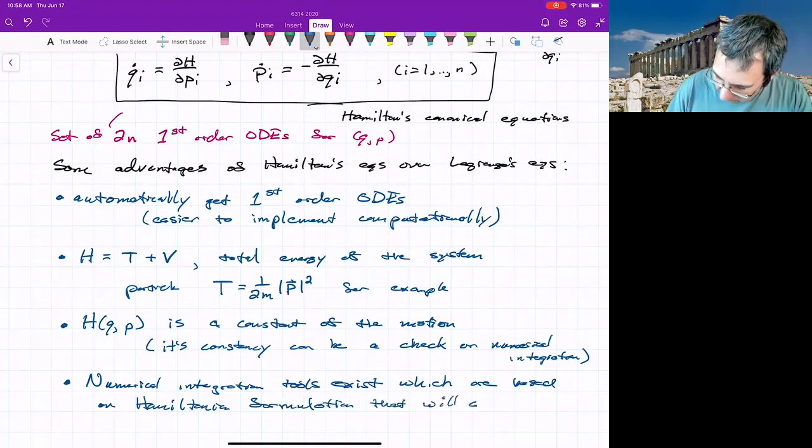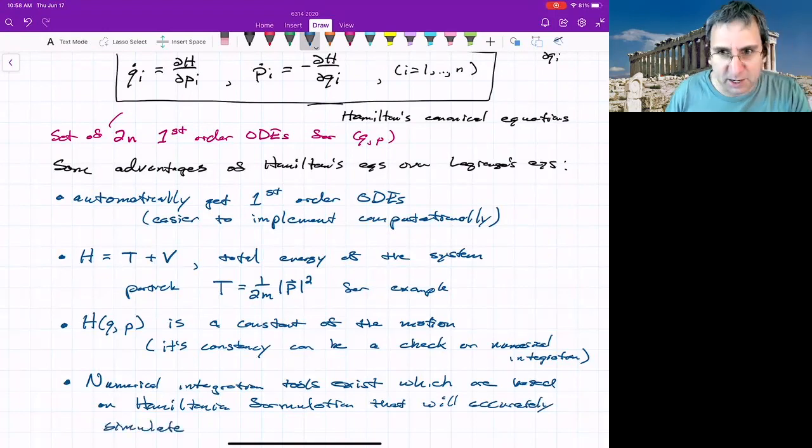That will accurately simulate it. And this was initially developed by people studying the solar system. So orbital mechanics over billions of years. To be able to get it right, or at least have some kind of confidence that you're doing it right, you need to be able to accurately simulate Hamilton's equations.